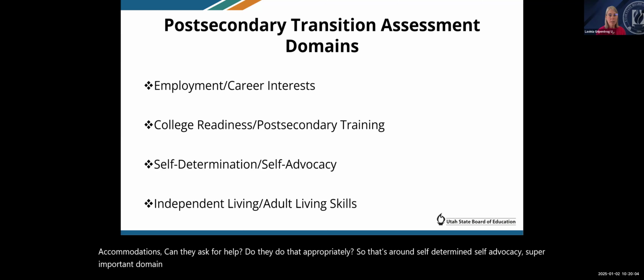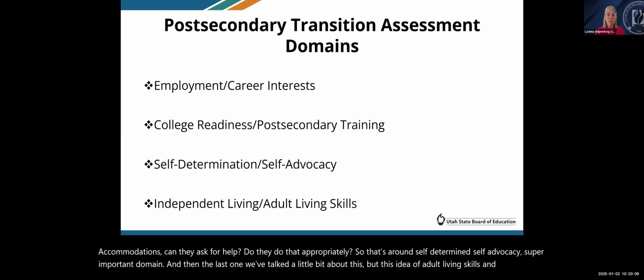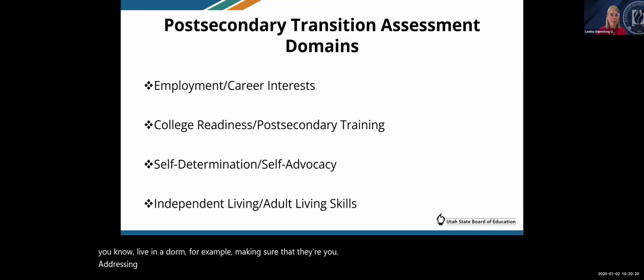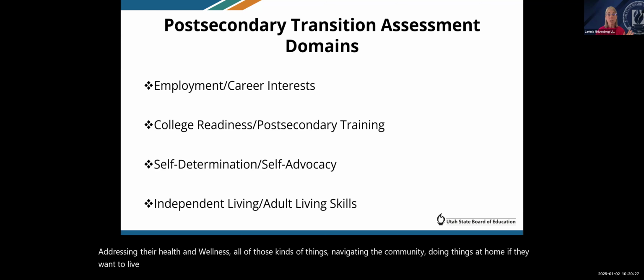And then the last one, we've talked a little bit about this, but this idea of adult living skills and independent living skills. And remember, this is not just for students with complex needs, but all those adult living skills it even takes to live in a dorm, for example, making sure that they're addressing their health and wellness, all of those kinds of things, navigating the community, doing things at home if they want to live in their own apartment. So this is huge, right? This adult living skills, independent living skills is pretty broad, I think, for all students. So those are generally the 4 domains.